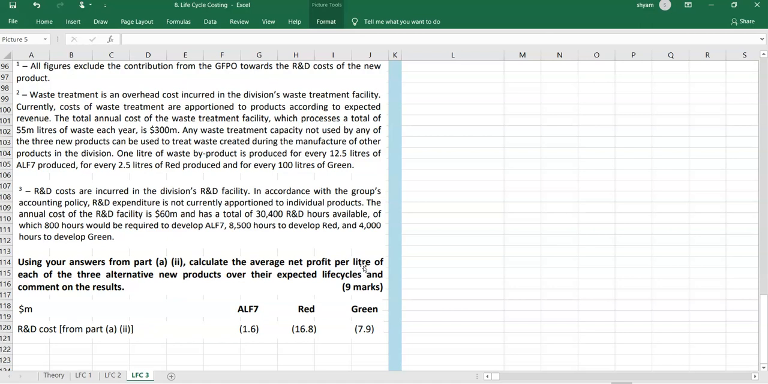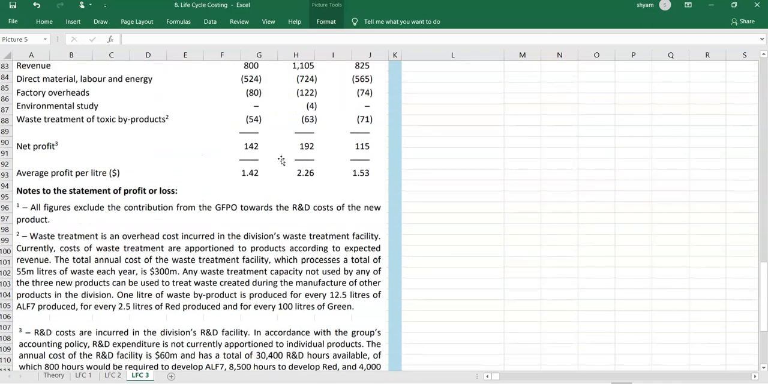Calculate the average net profit per liter of each of the three alternative new products over their expected life cycle and comment on the results. So they're asking you what would be the life cycle cost and the life cycle profit, and we have to comment on which alternative is better. R&D cost alone they have already worked out and given us the answer. Our job is to use this and to find out the answer.